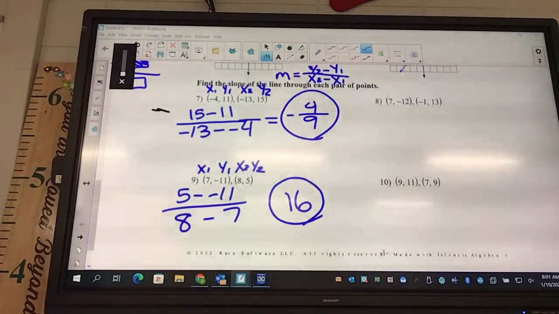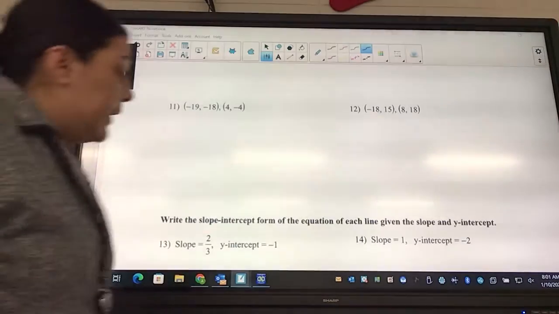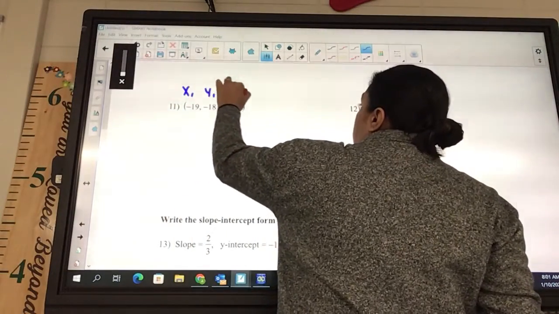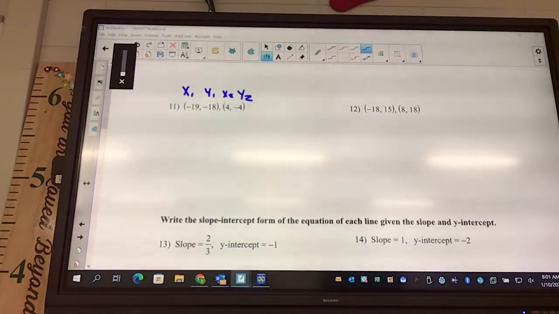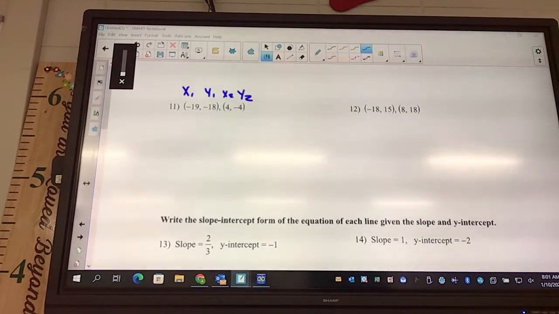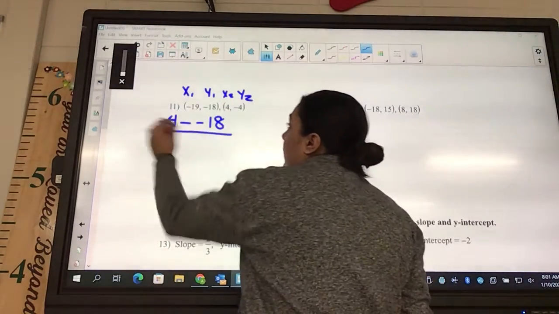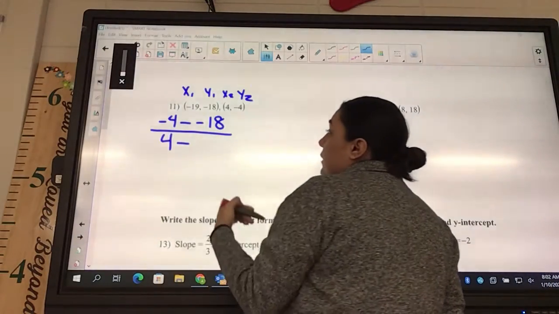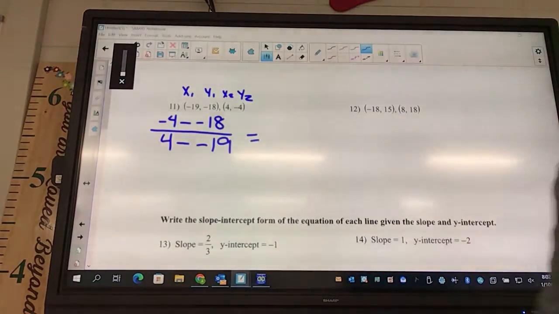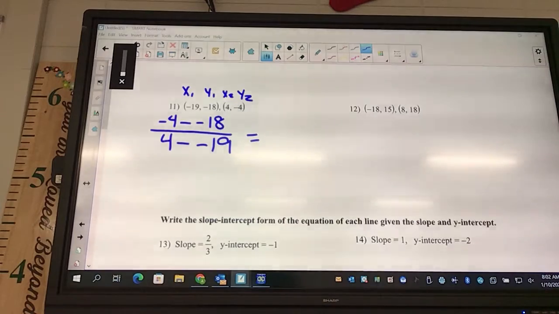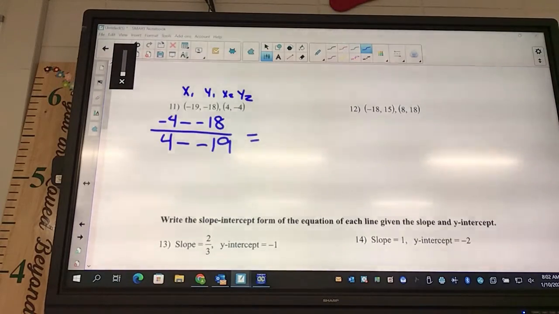Can I scroll? Next page. Okay, same thing. We're going to say x1, y1, x2, y2. Okay, so we got y2 is negative 4 minus my y1 is negative 18. x2 is 4 minus x1 is negative 19. Type it in, see what you get.